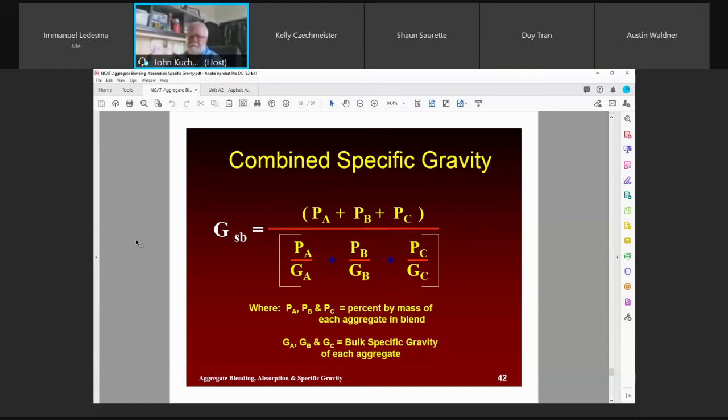But the blending is not a CSA sieve test. It's an analysis to try and get a blending to meet what the city would have expected. Okay? Does that make sense?